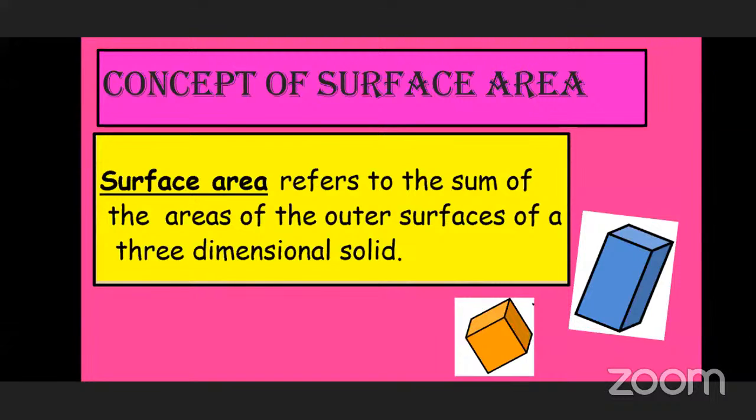See children, just now we have seen about cube and cuboid. Each has 6 faces. So the sum of the areas of all the 6 faces, the total of all the areas of all the 6 faces, is known as surface area. So what is surface area? Surface area refers to the sum, meaning total, of areas of the outer surfaces. Outer surfaces means faces of a three-dimensional solid.